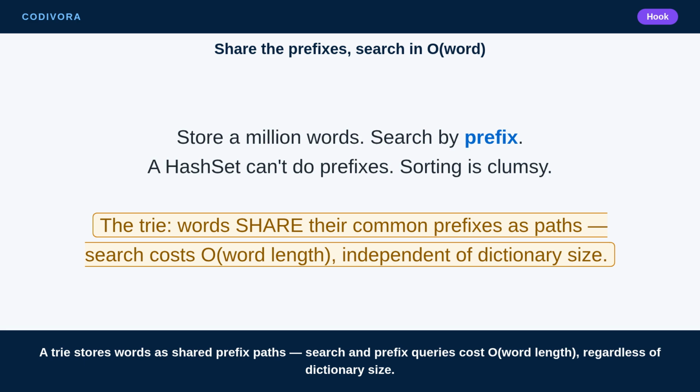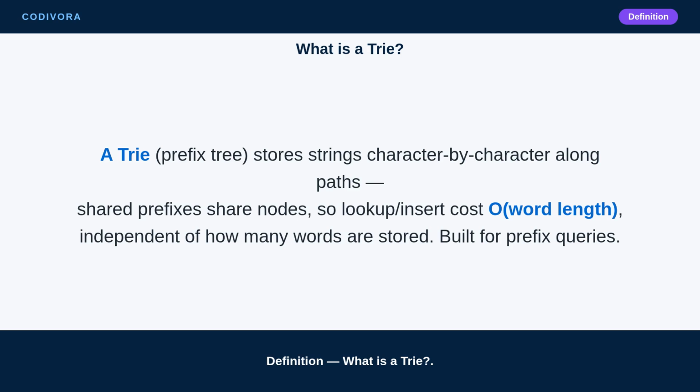The trie's idea: store words as paths where common prefixes share nodes. Car and card and care walk the same C-A-R path before splitting. Search costs the length of the word, completely independent of how many words you've stored. That's the structure behind autocomplete, and we already met it in HLD. Now we build it. Definition first.